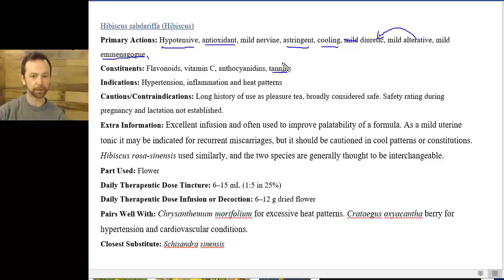So here's our anthocyanins or anthocyanidins. We've got the tannins, of course. I keep drawing this line over and over again. Tannins always equals astringency. Long history of use as a pleasure tea. Broadly considered safe. That's great. Nice in a lot of formulas because it does make things taste better.